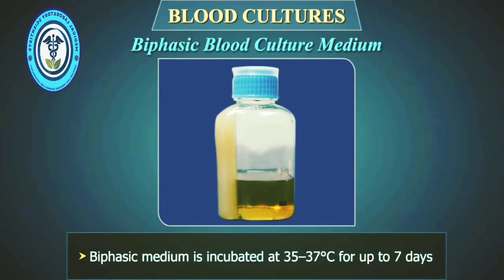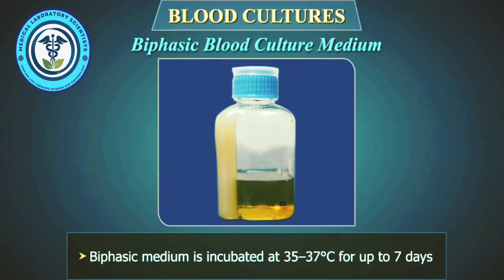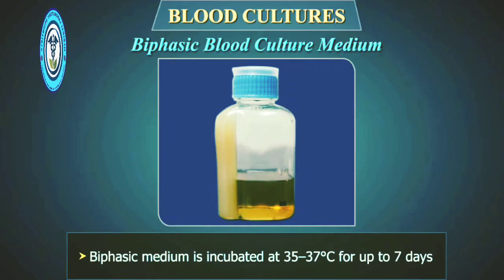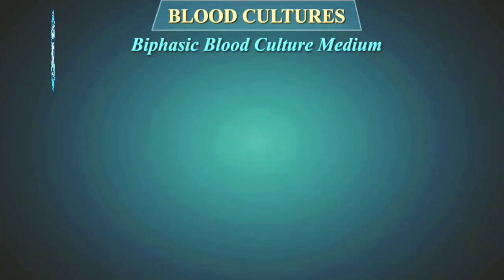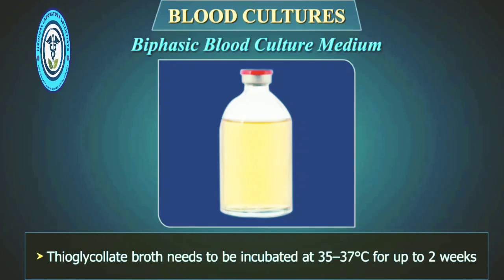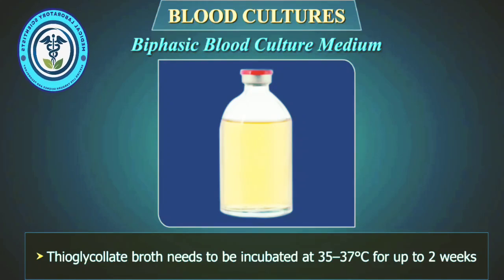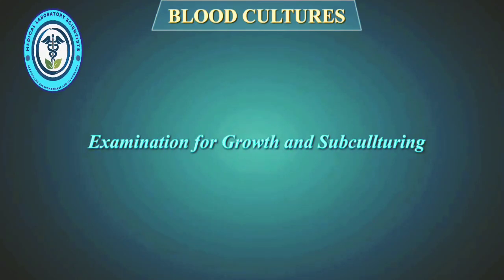Diphasic medium should be incubated at 35 to 37 degrees centigrade for up to 7 days. A longer incubation period should be allowed when endocarditis is suspected. Thioglycolate broth needs to be incubated at 35 to 37 degrees centigrade for up to 2 weeks. Examination for growth and subculture.